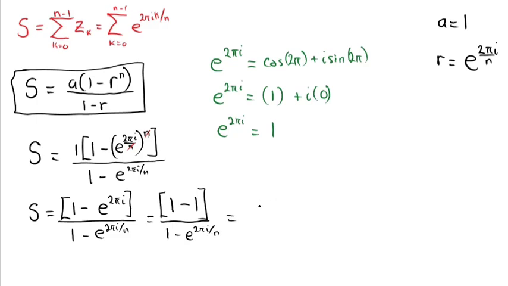Now, 1 minus 1 is 0. So that will be 0 divided by 1 minus e to the power 2 pi i over n. This just means that the whole thing is 0. Hence, this shows that the sum of the nth roots of unity is simply equal to 0. So the sum is equal to 0, as expressed like that. This is how you show that the sum of the nth roots of unity is equal to 0.